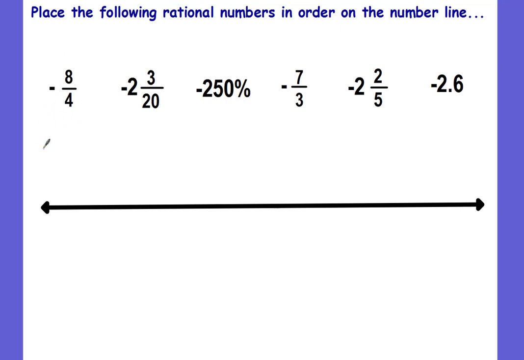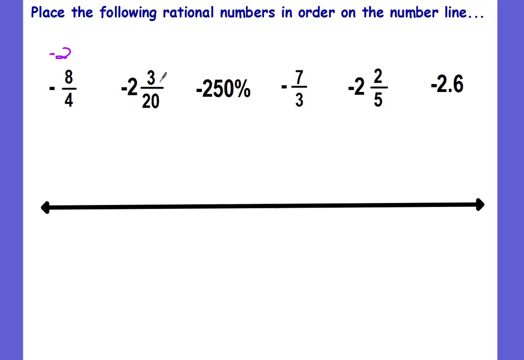Okay, this one is an improper fraction. That's where the numerator is larger than the denominator. And if you'll notice, 8 divided by 4 is actually 2. So this simplifies to a negative 2, or negative $2.